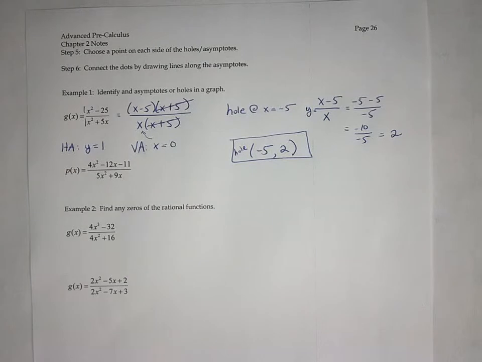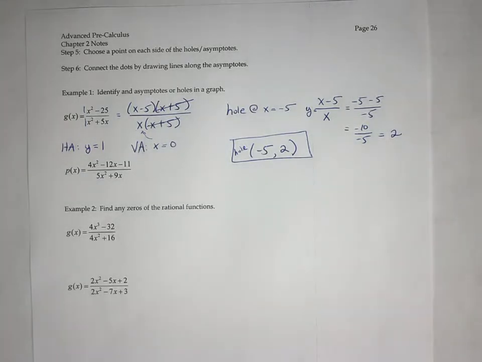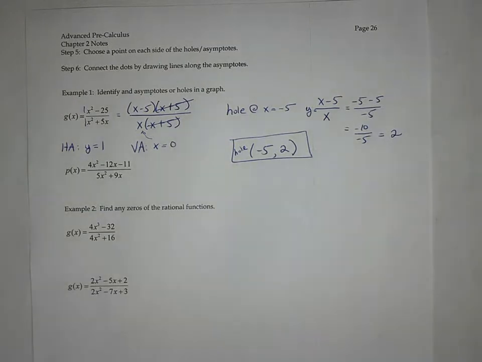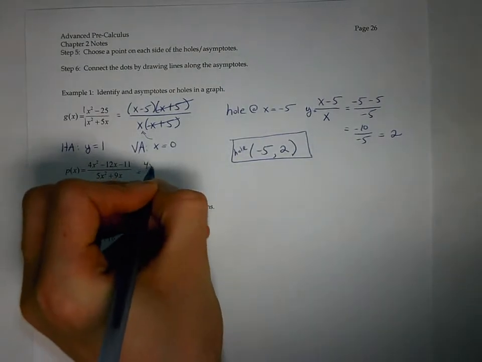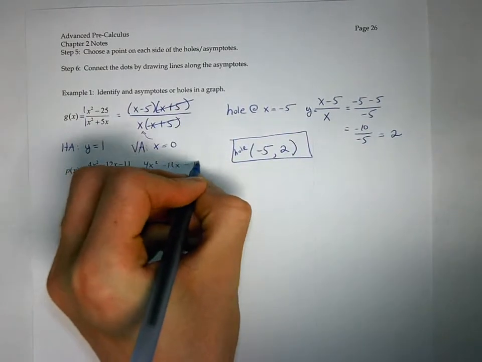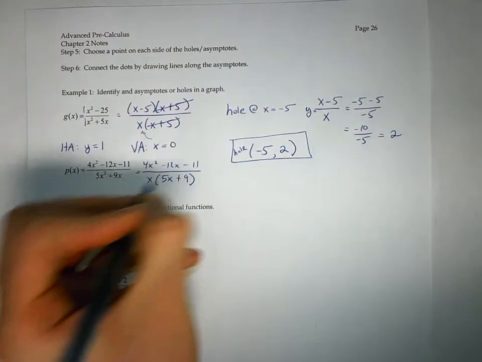Looking at the second problem right here, 4x squared minus 12x minus 11 over 5x squared plus 9x. If I look at the numerator, there's nothing I can really factor there because I've got 4 times negative 11, which is negative 44. Factors of negative 44 that add up to negative 12. Nothing I can really do there. But in the denominator, I could factor out an x. So this is still going to be 4x squared minus 12x minus 11 over x, and then 5x plus 9.